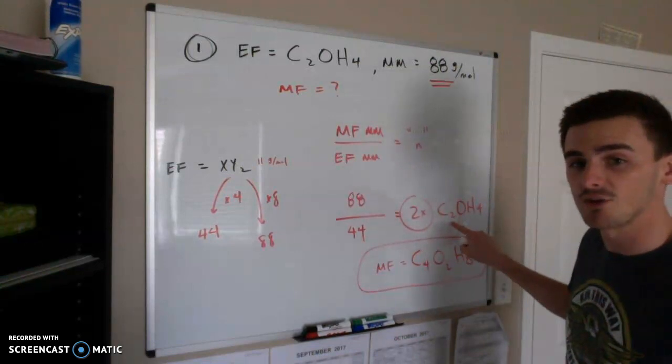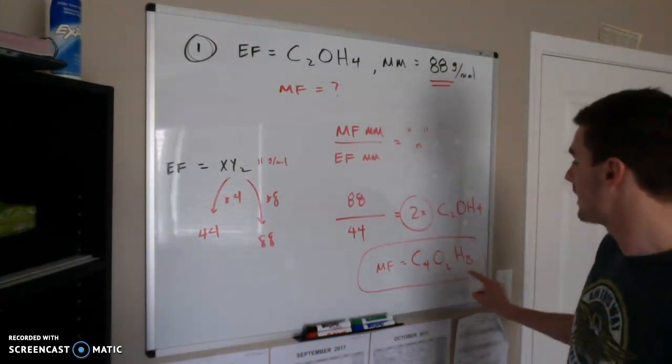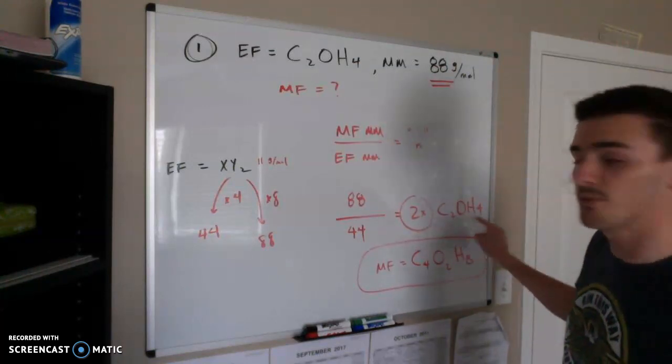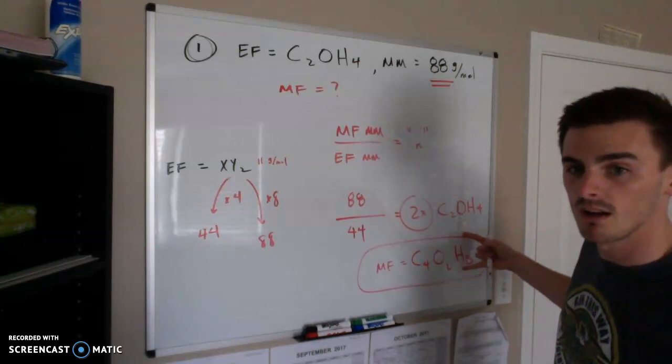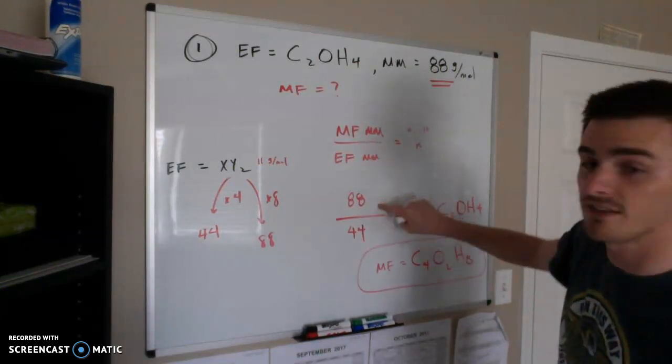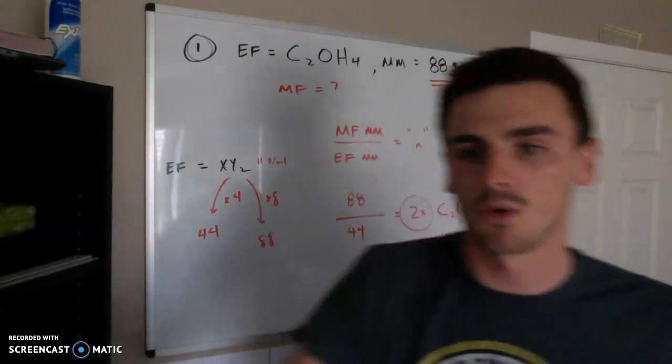We just have to double check ourselves. This right here is in a 2 to 1 to 4 ratio. 4 to 2 to 8 would be that exact same ratio as my empirical formula, but it's in a much heavier state, if you will. In this case, it's twice as heavy. MF divided by EF should always give you a whole number.